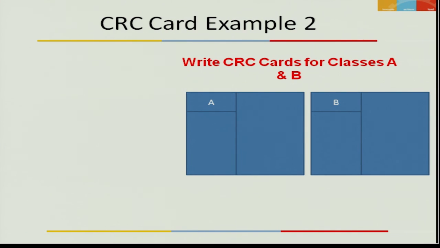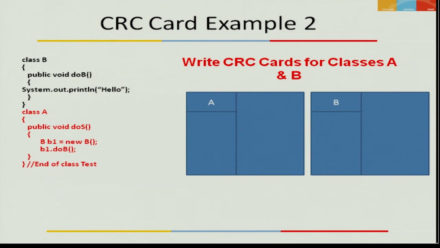Another example, write CRC cards for two classes A and B. Here it looks like, let's say this class B has some method or some responsibility which is called do B, really a silly responsibility, but just to highlight the point. Class A, it has its own responsibility called do S, but it requires B to fulfill its own responsibility.